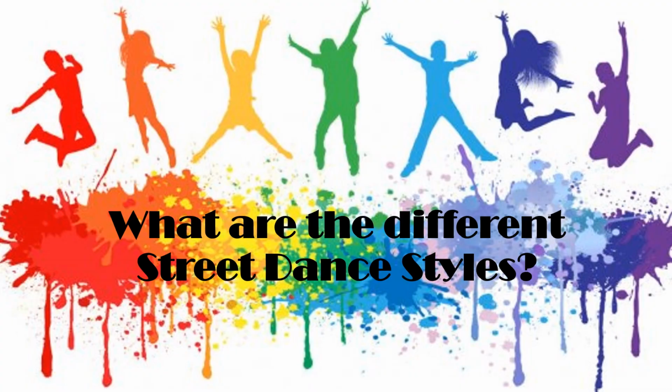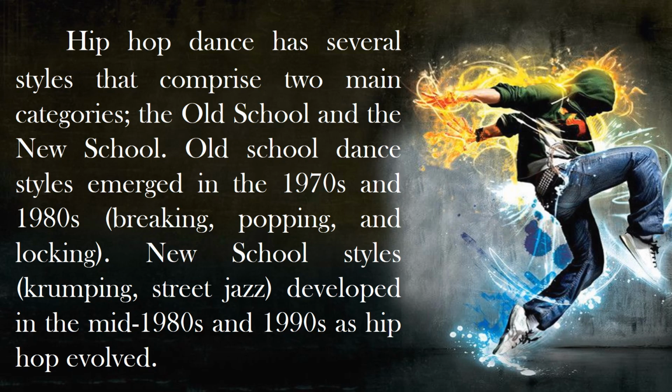What are the different street dance styles? Hip-hop dance has several styles that comprise two main categories, the old school and the new school. Old school dance styles emerged in the 1970s and 1980s: breaking, popping, and locking, while the new school styles, crumping and street jazz, developed in the mid-1980s and 1990s as hip-hop evolved.